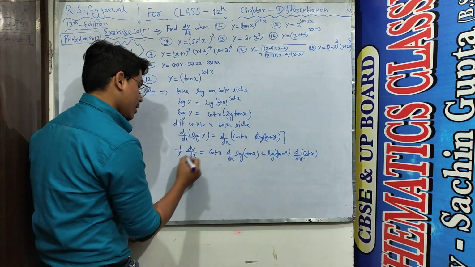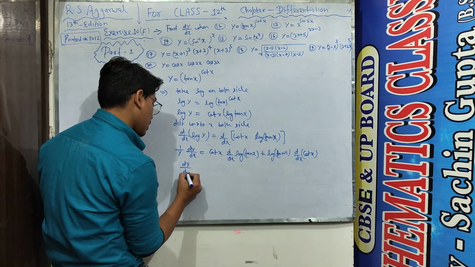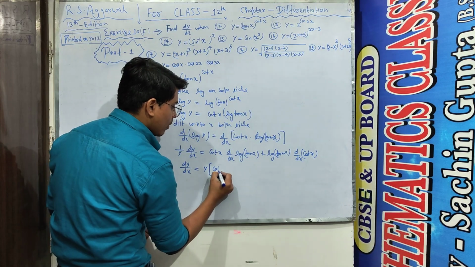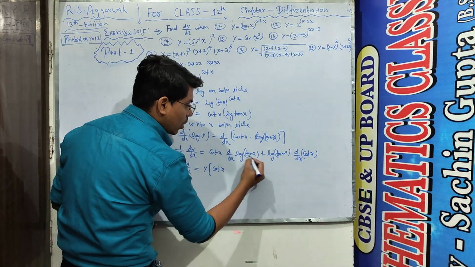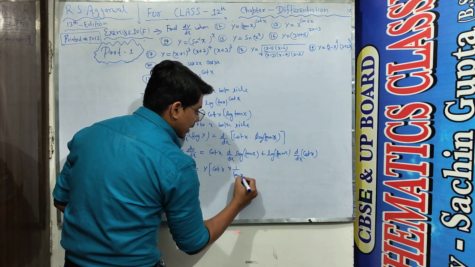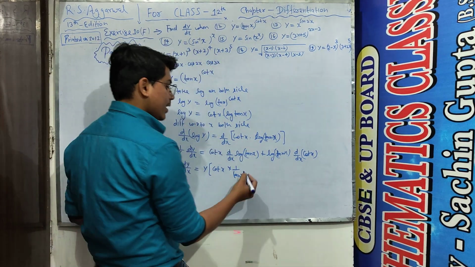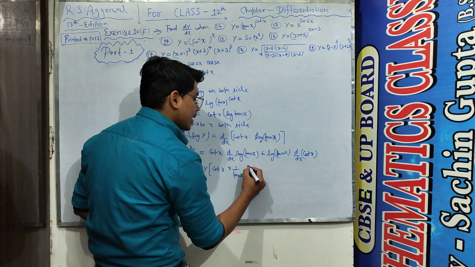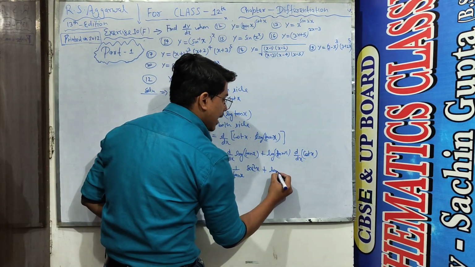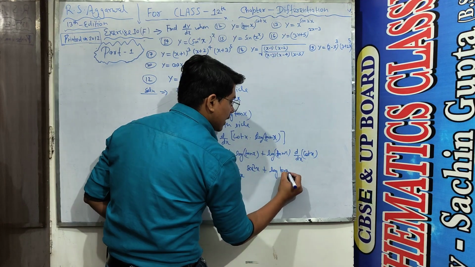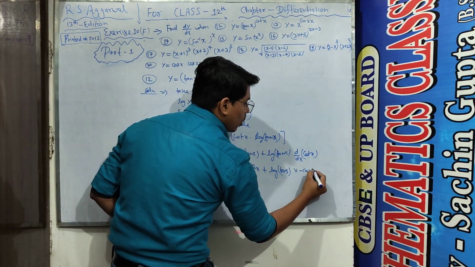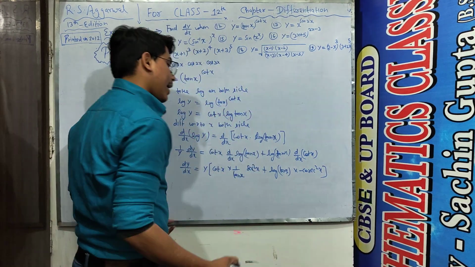And, students, this y goes to the other side, then it becomes y times, and cot x I write as it is, the differential of log tan x becomes 1 upon tan x, and tan x I again differentiate by applying the chain rule, then it becomes sec square x. And here I write log tan x as it is, and the differential of cot is minus cosec square x, which I write here.